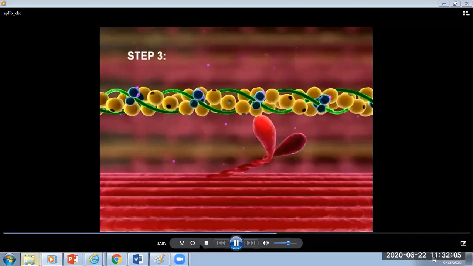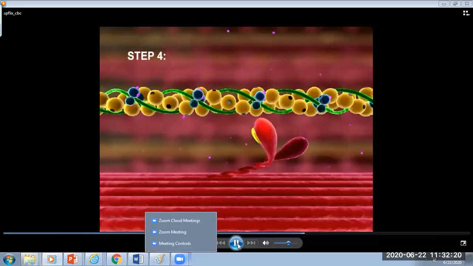Step 3. Cross-bridge detachment. When another ATP binds to the myosin head, the link between the myosin head and actin weakens, and the myosin head detaches. Step 4. So notice that they're no longer connected. ATP binds to the head, they become disconnected, and now you have to do the hydrolysis, reactivating the head position so that it can bind to another one.